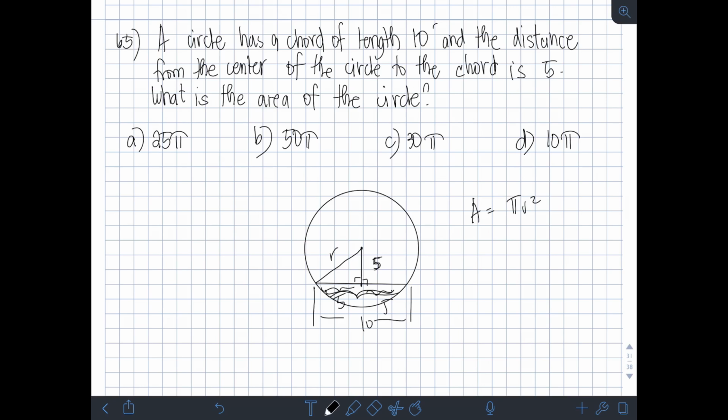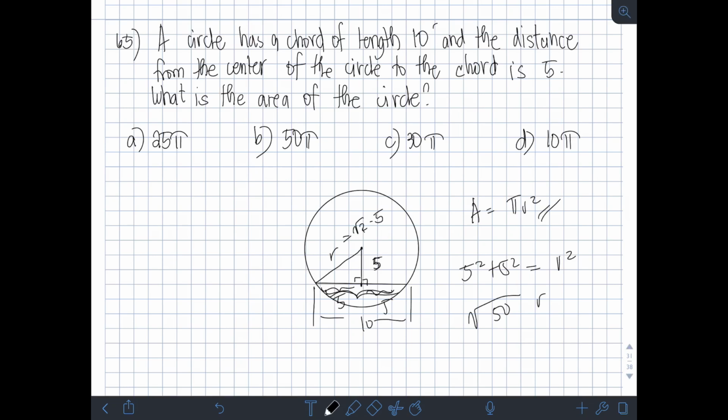Or since itong nabuo natin is isosceles right triangle, right? So, may theorem tayo na yung hypotenuse nung isosceles right triangle is square root of 2 times the length of any leg. So, therefore, we have r is square root of 2 times 5. Or kahit i-Pythagorean theorem nyo, 5 square plus 5 square equals r square. So, square root of 5 square is 25 plus 25 ulit is 50. Right? Which is equal lang naman dito sa 5 square root of 2.